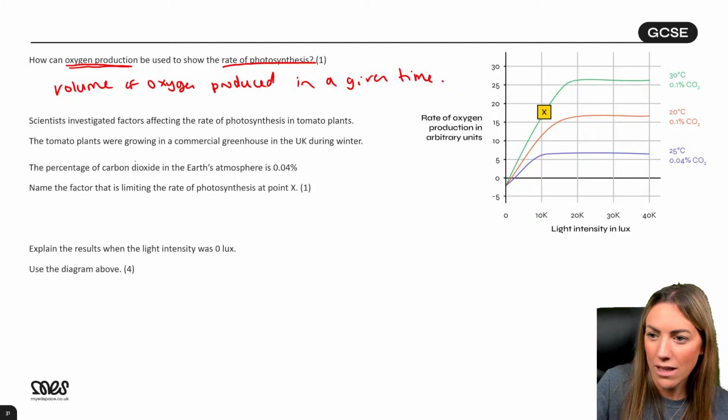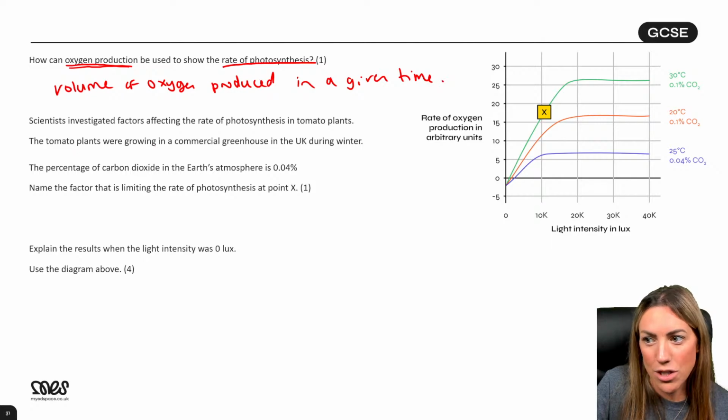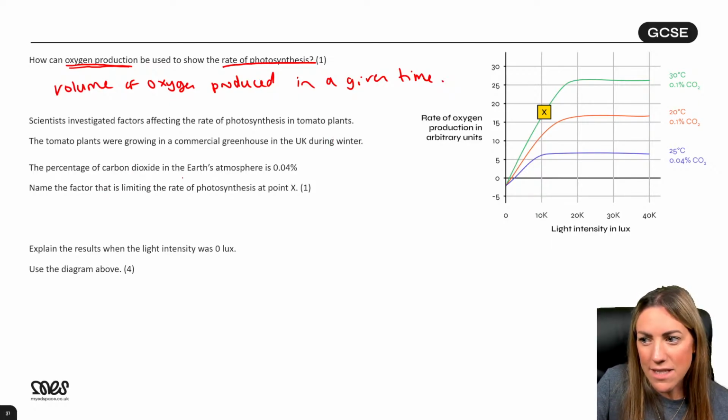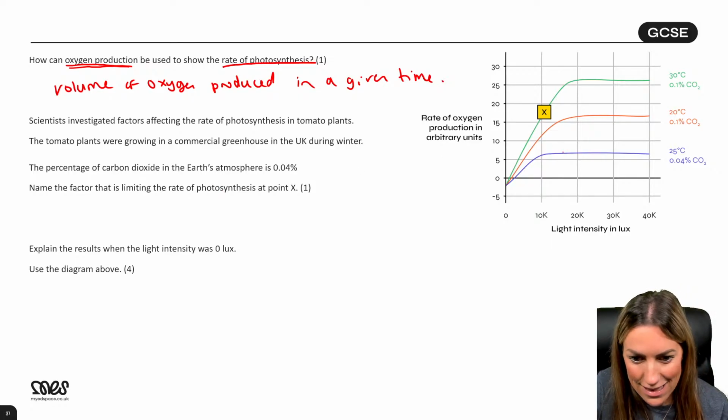Exactly. Right, we've got limiting factors here, guys. Tomato plants are growing in a greenhouse in the UK during winter, so you can increase the temperature and the light intensity, so they're not limiting factors. The percentage of CO2 in the Earth's atmosphere is 0.04, seems a bit irrelevant, but whatever. Name the factor that is limiting the rate of photosynthesis at point X.